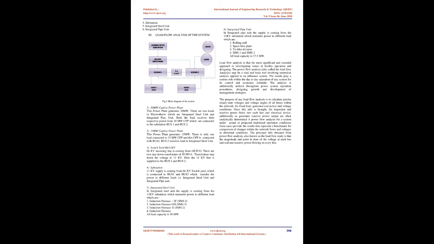If a fault occurs in the 30 MW CPP, there is an alternative source supply from the 66 kV switchyard from GETCO S/S. Here the 66 kV line is further stepped down to 11 kV line with the help of different panels and supplied to bus 1 and bus 2. And the supply continues from the substation to their respective units.